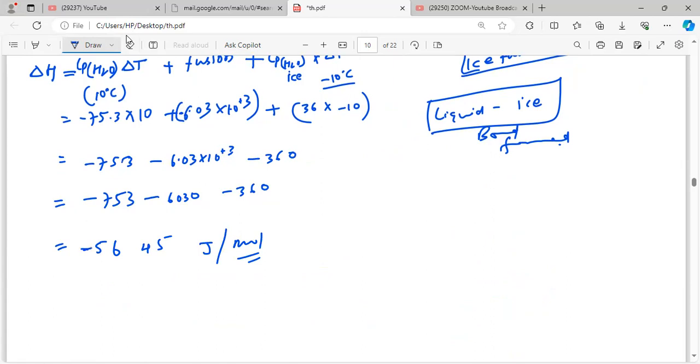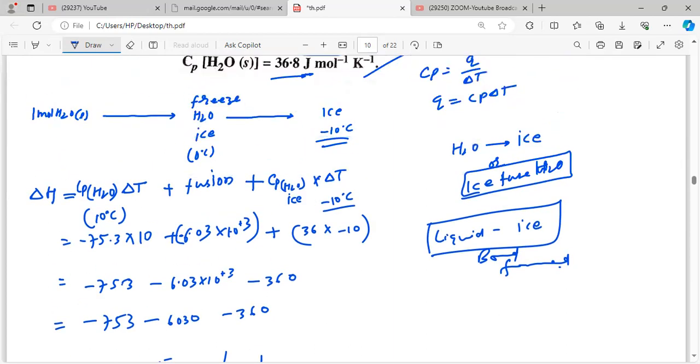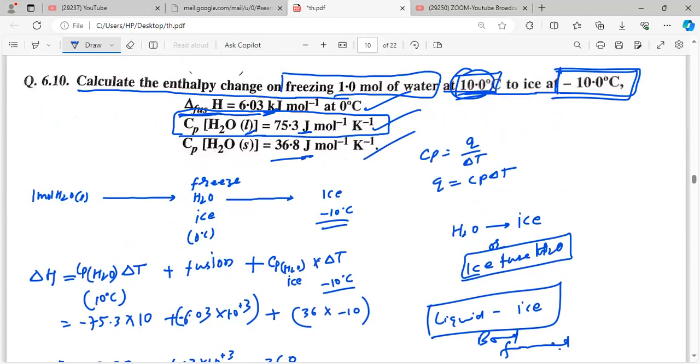So I think this is plus 75.3 that will be there. The 753 term will be positive. So somewhere we have made a mistake in the sign. Here the temperature is there, na? The first term, this one I am talking about. Sir, this one must be positive, sir. Then the answer will come automatically.